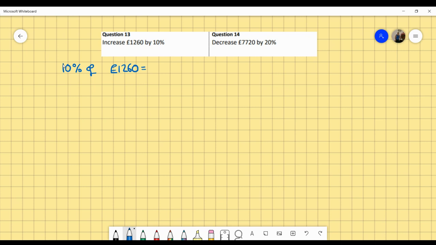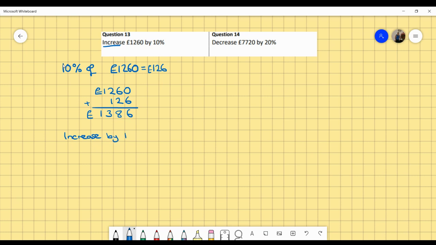To find 10%, we divide by 10. So we end up with £126. And we want to increase, so that means we want to add it on. So it's our 1,260 added to our 126. So we end up with 6 in our units column, 8, 3, 1. So 1,386.